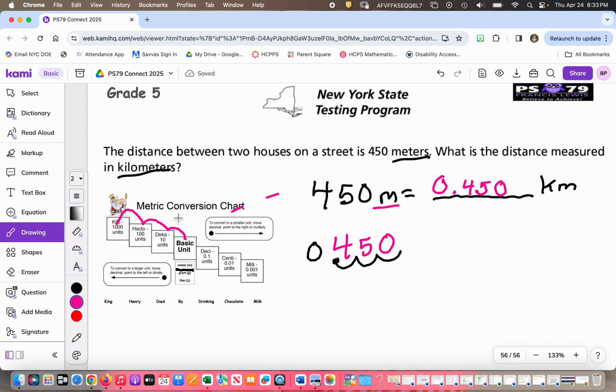So again, this is just a very good chart to draw when you're taking the test in order to convert metric units. If you're going to the left, you're just moving the decimal point however many steps you go, basically dividing by powers of 10. If you were going to the right, if you started with a smaller unit, or to convert to a smaller unit, you move the decimal to the right.